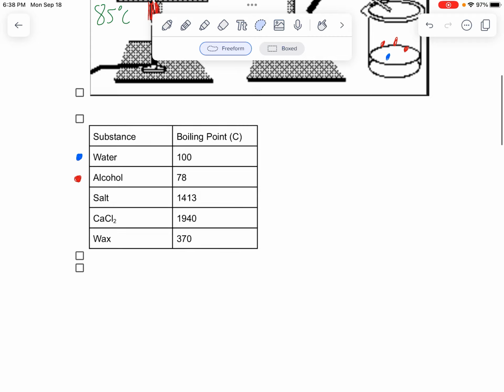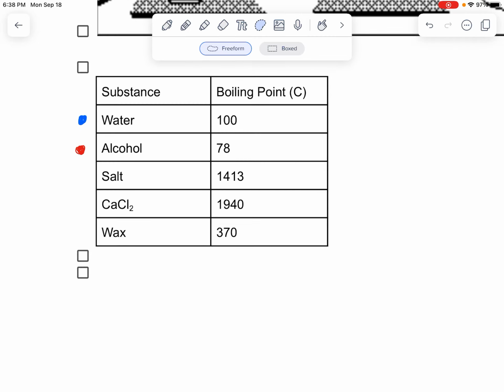Another way, and this one's much easier, is look at these solids that we have here. Look at salt and calcium chloride and wax, right? Look at their boiling points, right? I'm going to look at CaCl2.